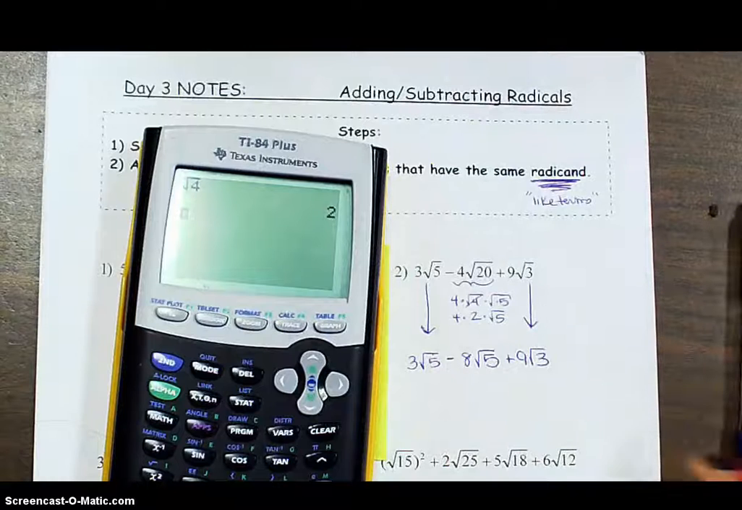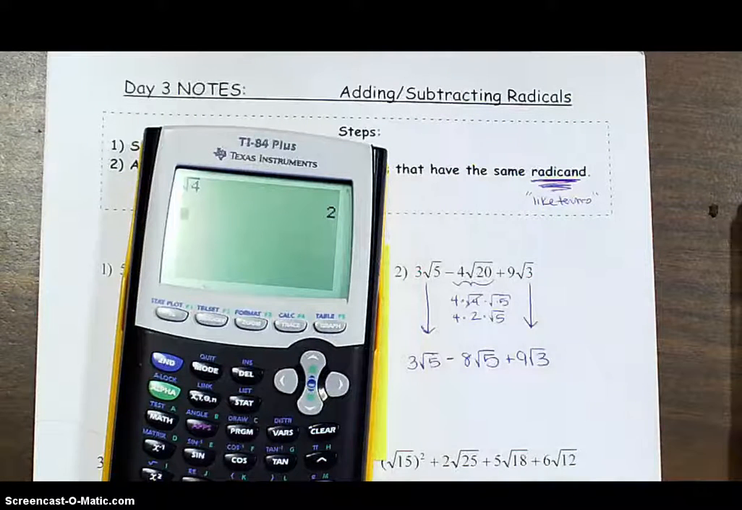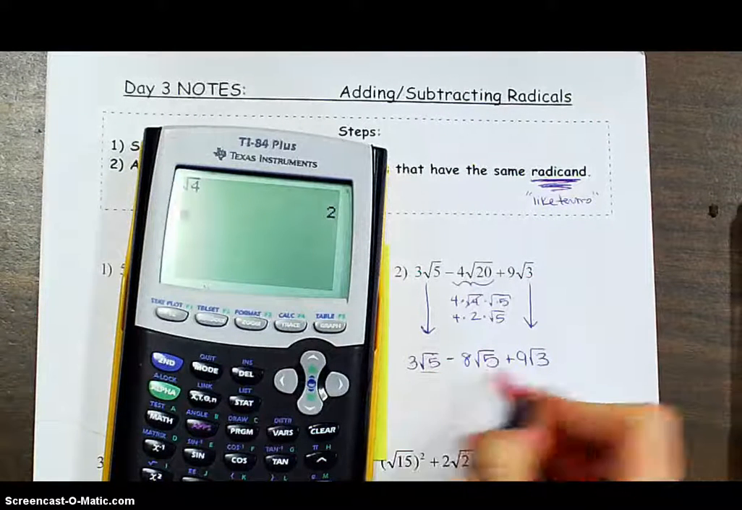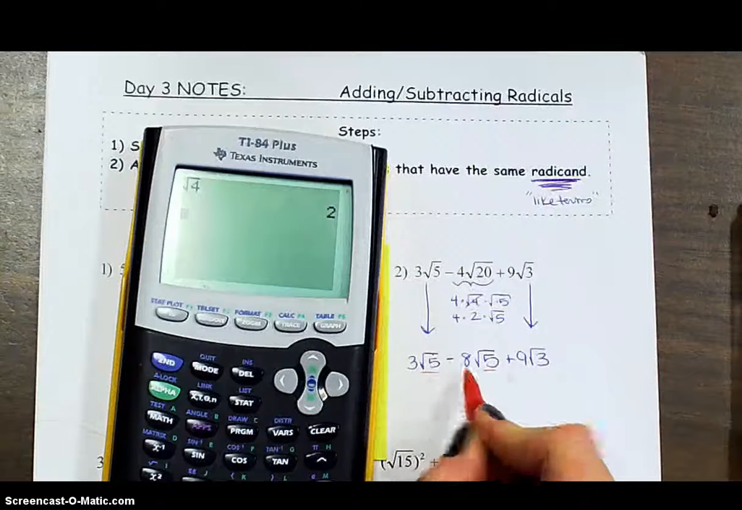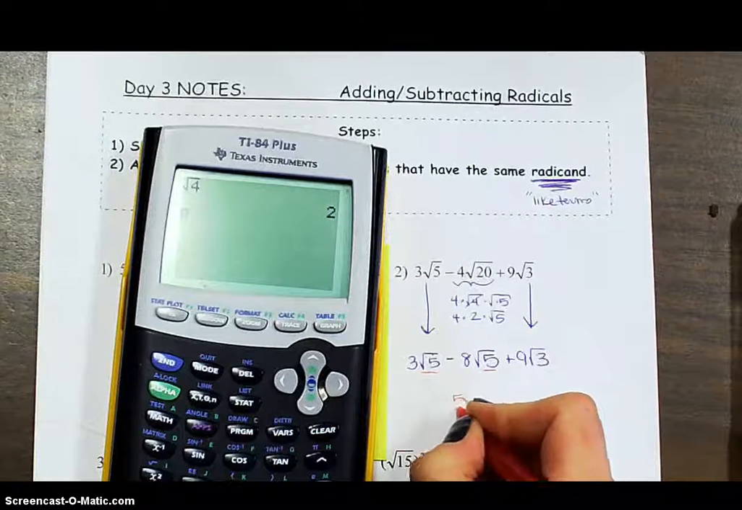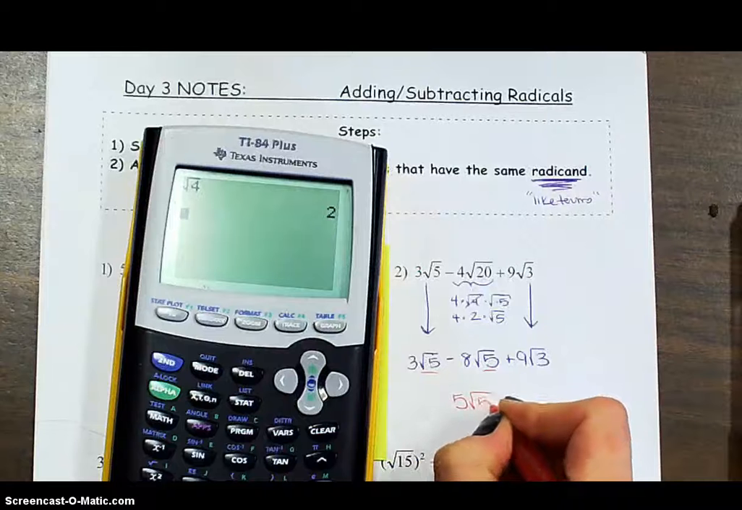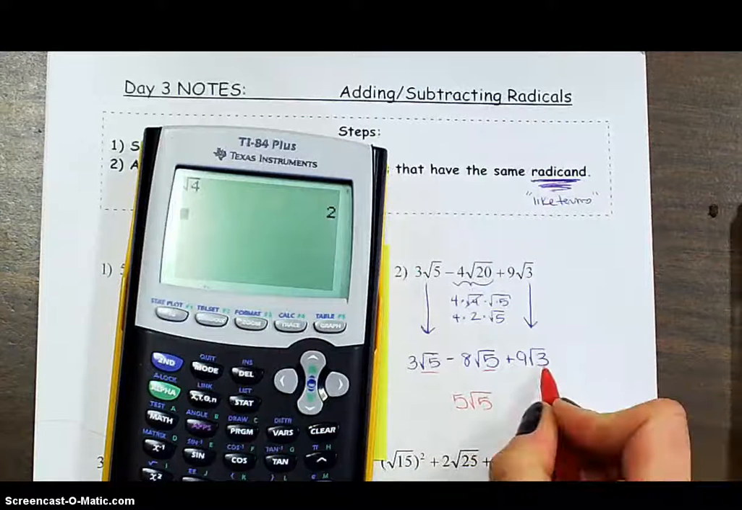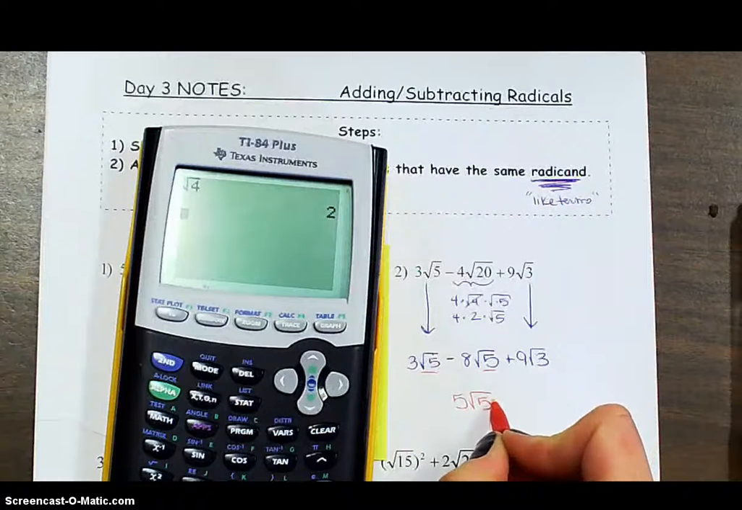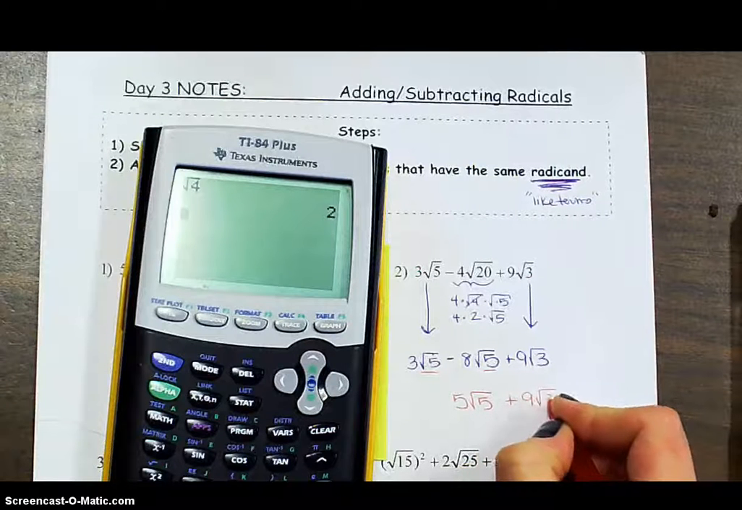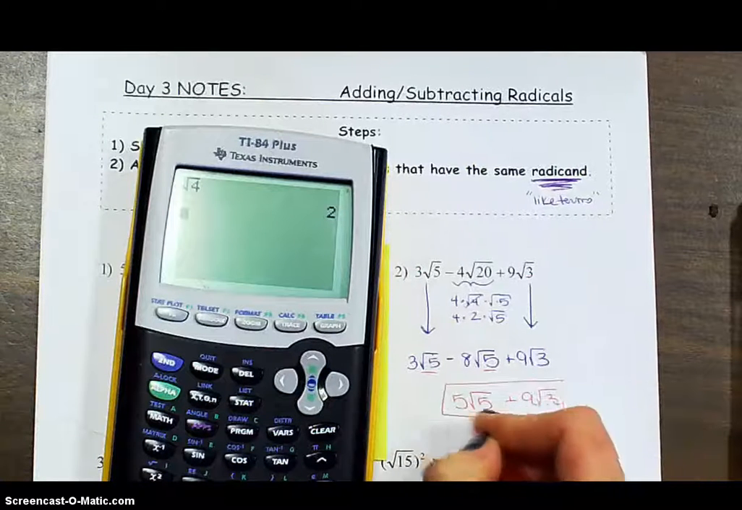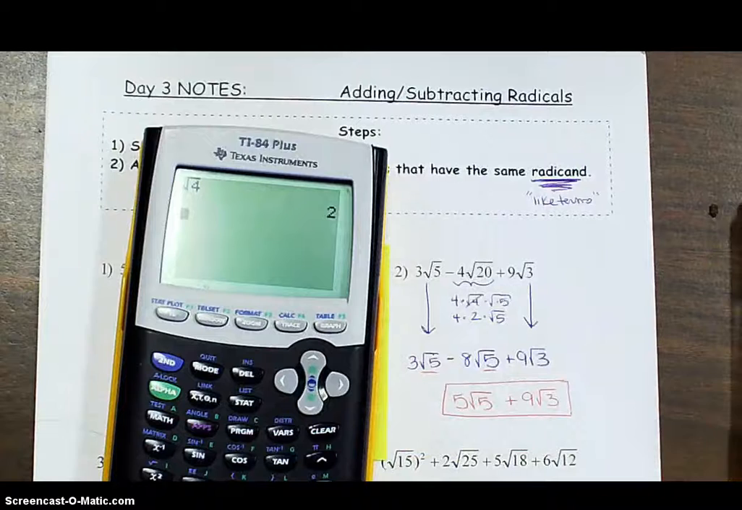Now, can we combine any of these? Do any of them have like terms? Here we have a radical 5, here we have a radical 5, so we can subtract these. 3 minus 8, well, that's going to give me a 5. Radical 5 stays the same. Now 9 radical 3 is not the same as radical 5, so it stays the same. And with that, we are complete.